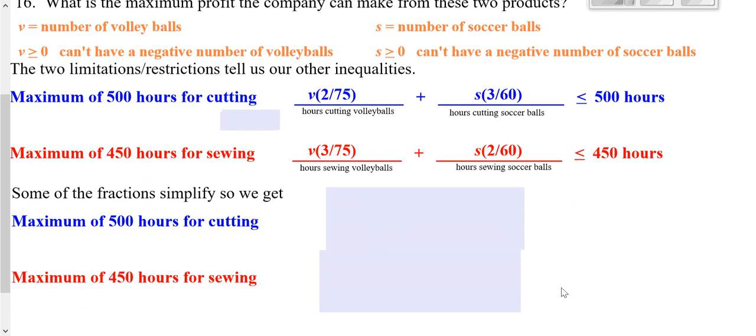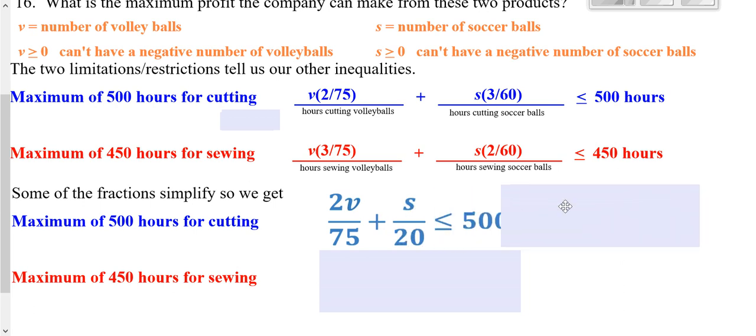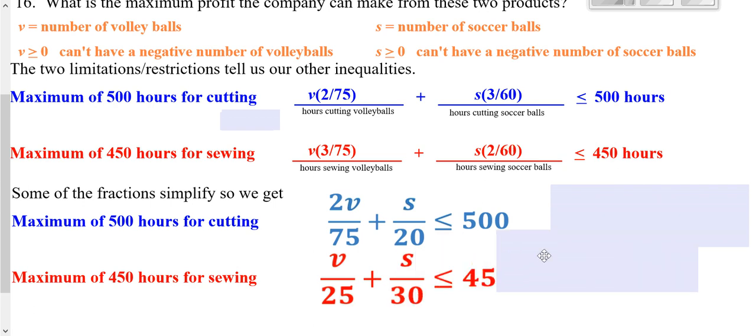Now, in this case, some of these fractions do simplify down. This first fraction here does not, but I'm going to write that as 2 times v divided by 75. Now, this second fraction here does simplify down to a 1 over 20. So then it ends up being s over 20, and that's going to be less than our 500. This one here, the 3 over 75, simplifies down to a 1 over 25. So it's just v divided by 25 plus this 2 over 60 is 1 over 30 times s.